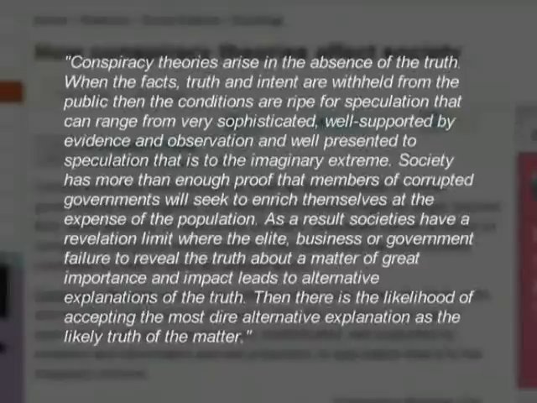She also asserts that conspiracy theories arise in the absence of the truth. When the facts, truth and intent are withheld from the public, then the conditions are ripe for speculation that can range from very sophisticated, well supported by evidence and observation and well presented, to speculation that is to the imaginary extreme. Society has more than enough proof that members of corrupted governments will seek to enrich themselves at the expense of the population. As a result, societies have a revelation limit where the elite, business or government failure to reveal the truth about a matter of great importance and impact leads to alternative explanations of the truth. Then there is the likelihood of accepting the most dire alternative explanation as the likely truth of the matter.